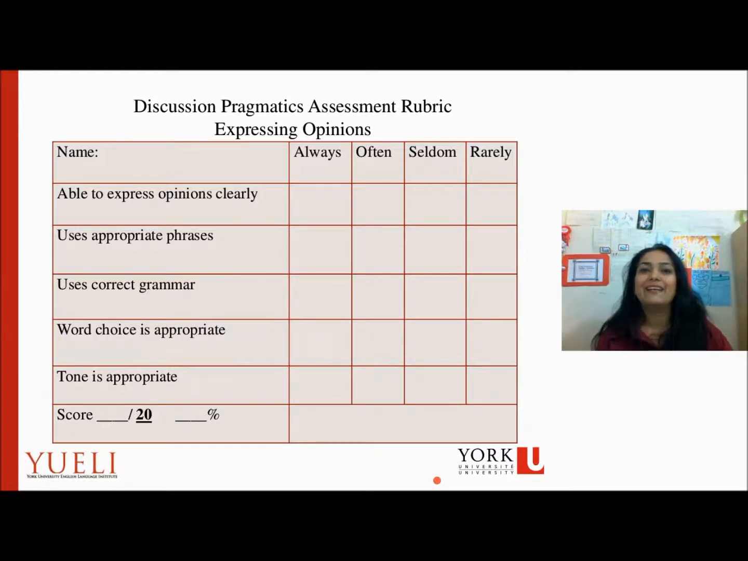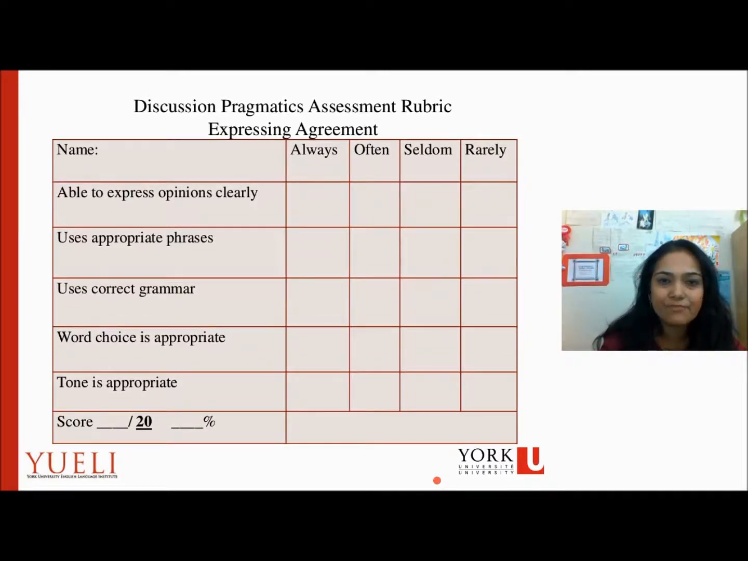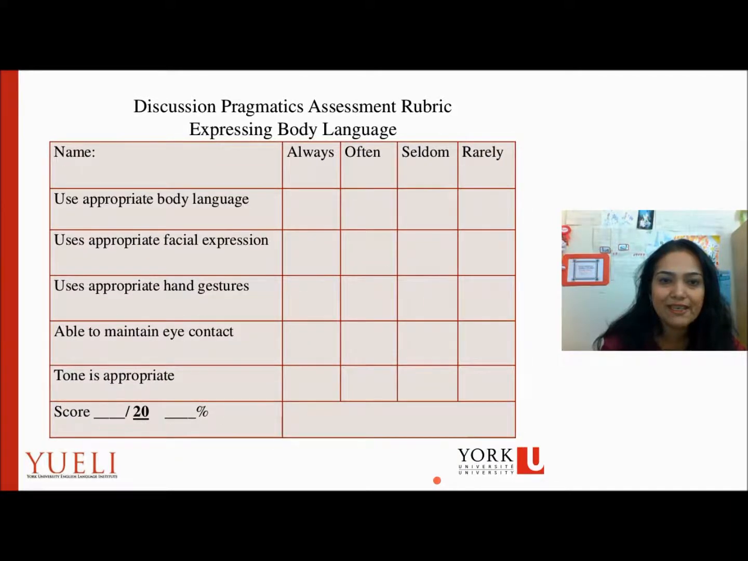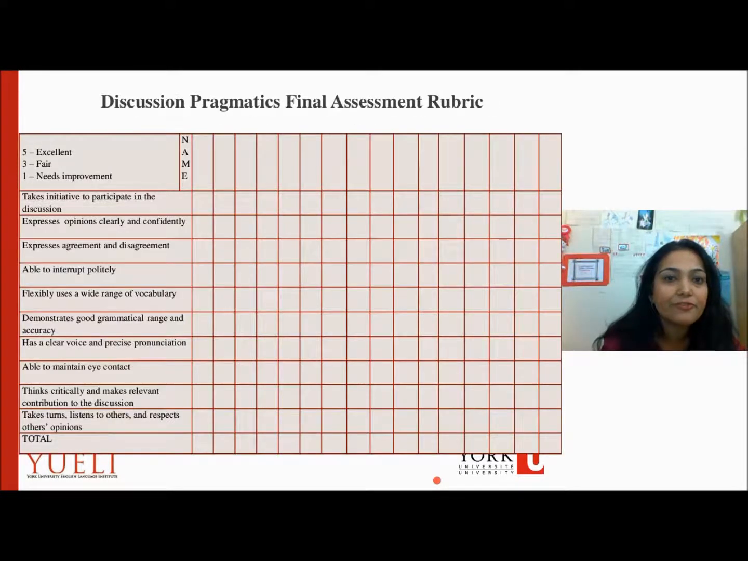So this is my first rubric. It's called Discussion Pragmatics Assessment Rubric as Expressing Opinions. Now it's very easy for the teacher to use this rubric, and I'll tell you what I did. Basically, I gave them, I'll just quickly run through the slides and show you because that's very important.